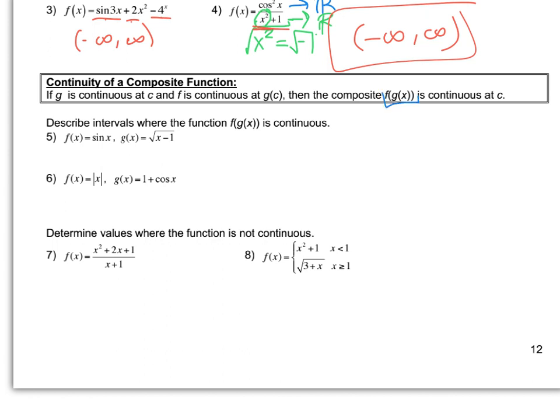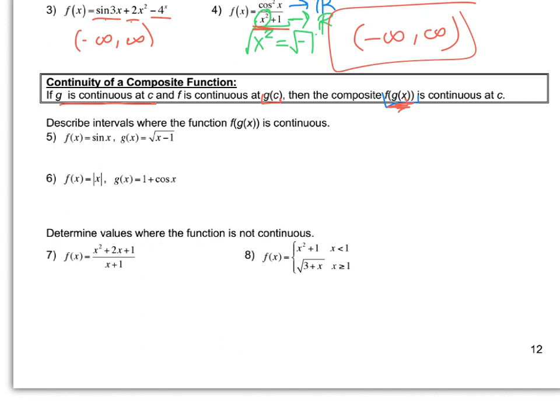So we see this notation here. That indicates you've taken the inside function g of x and you've actually plugged that into the function f. And what we know is that if the inside function, in this case g, is continuous at c, and f is continuous at g of c, since that's what you're plugging into f, then the composite function is also continuous at c.